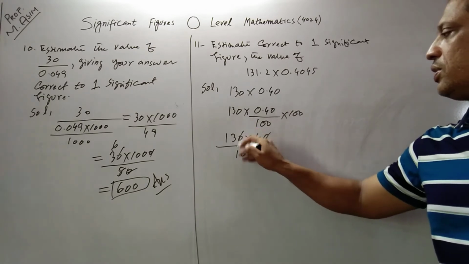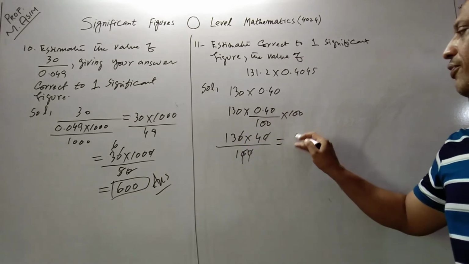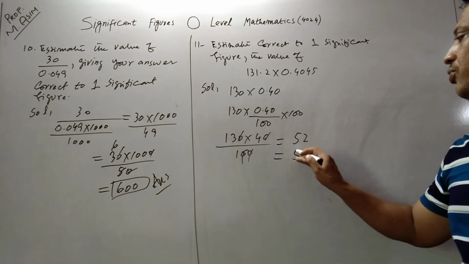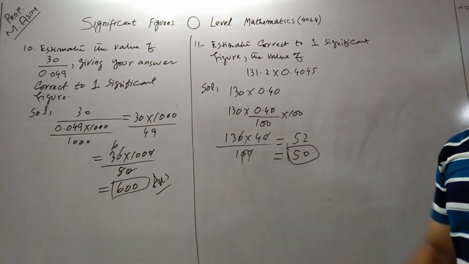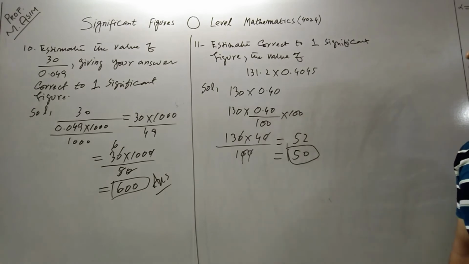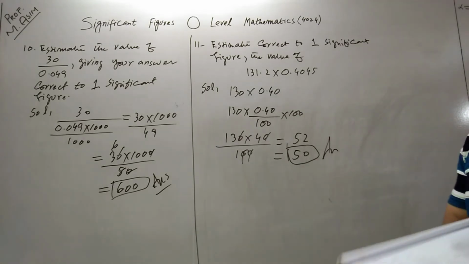This 0, this 0, this 0, this 0 cancel. 13 4s are 52, and 52 closes to 50, and this is our requirement because we have to give the answer in one significant figure. Okay.